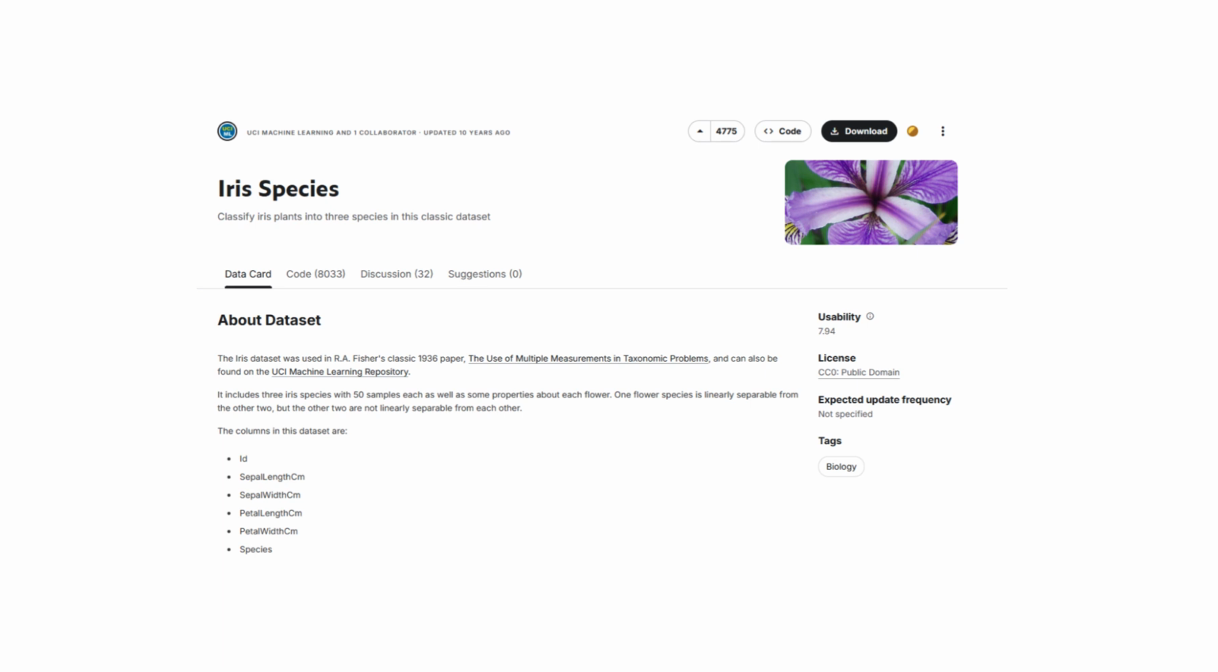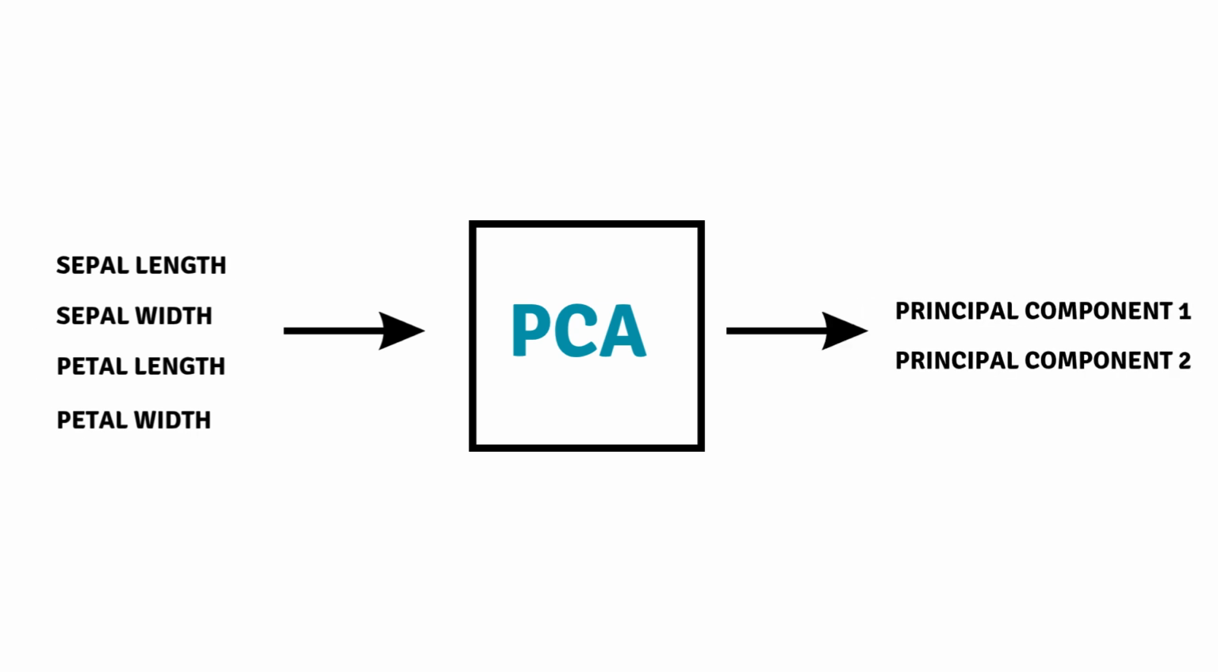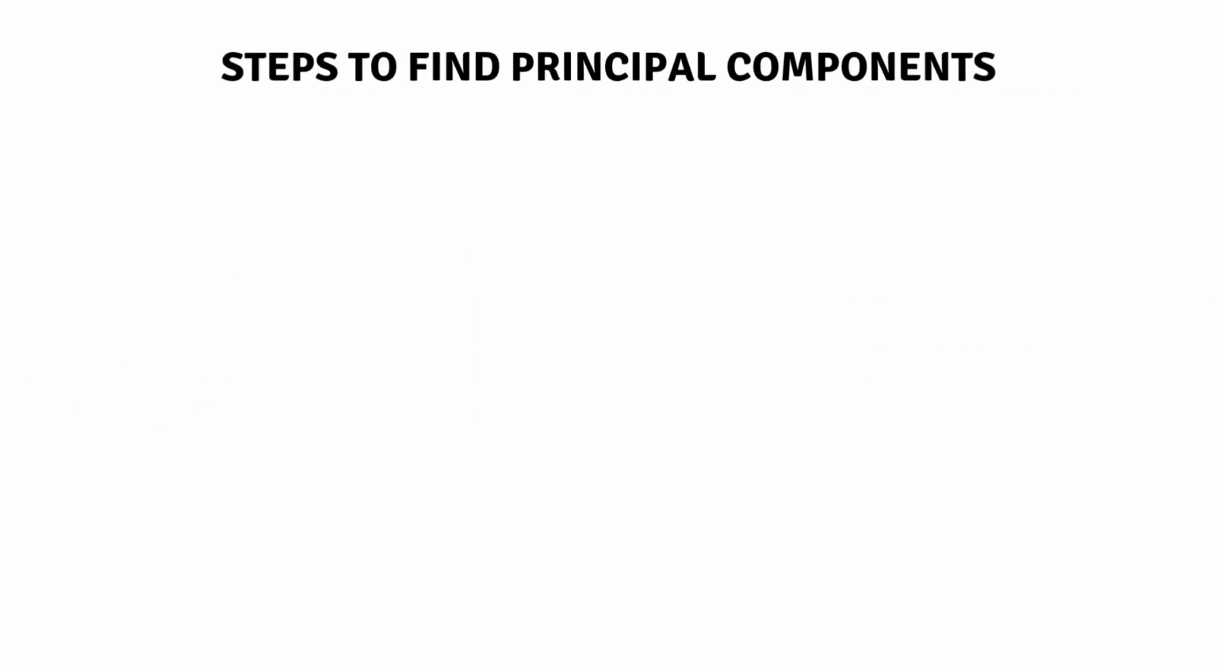Let's take the example of the famous iris dataset. It has 4 features: sepal length, sepal width, petal length, and petal width. The dataset has 4 dimensions. We can't easily see 4 dimensions. PCA solves this by reducing the dimensions while keeping the most important information. Essentially, we're going to take those 4 features and compress them into just 2 new ones: principal component 1 and principal component 2. The process follows 5 main steps.